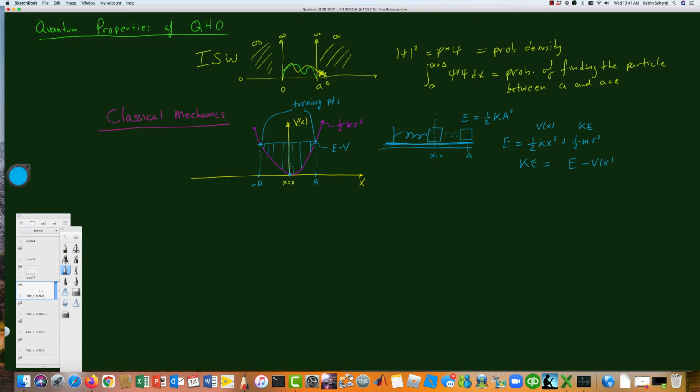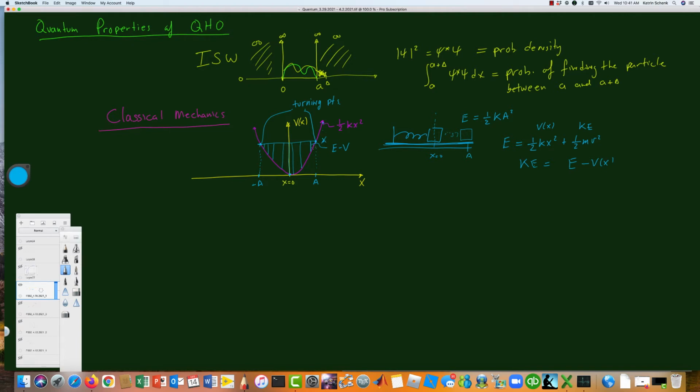Now, here's the key. In classical physics, there is no way for this particle to go outside of this region. There's just no chance for it to go past A. It turns around, it comes back. If it could be out here, let's say if it was here, what is happening? At this point, the potential energy is way up here, higher than the total energy, which is represented by this line. So that's not possible. It can't be outside these regions.